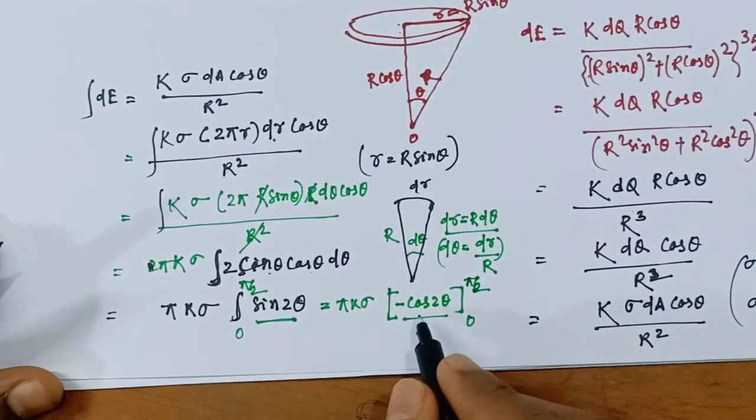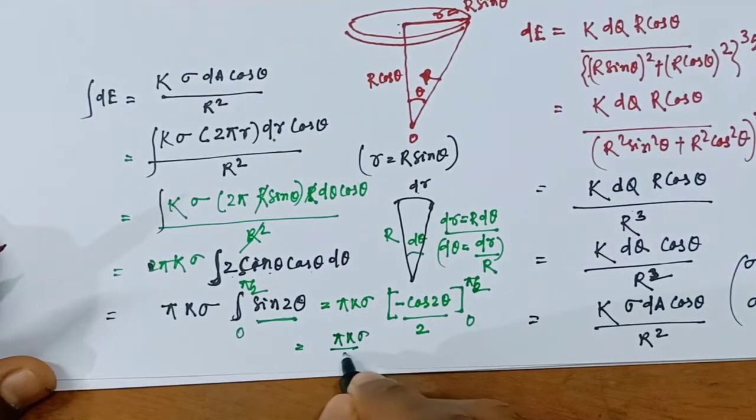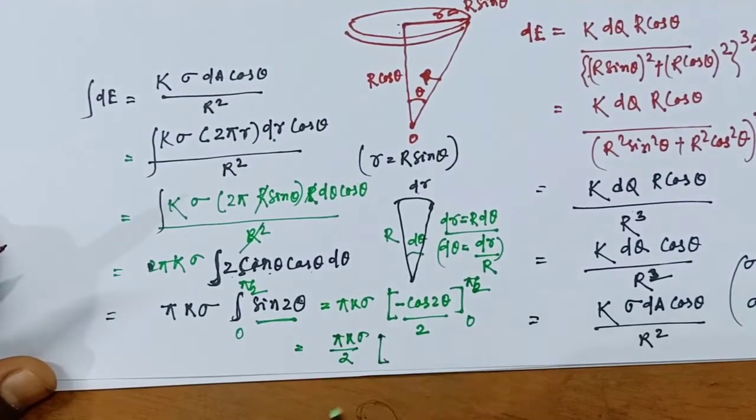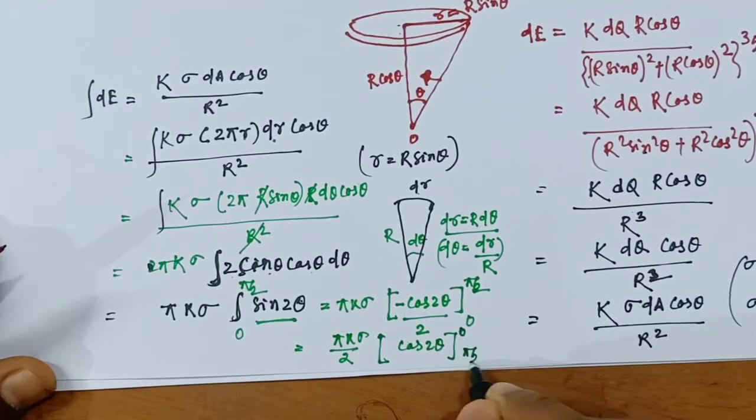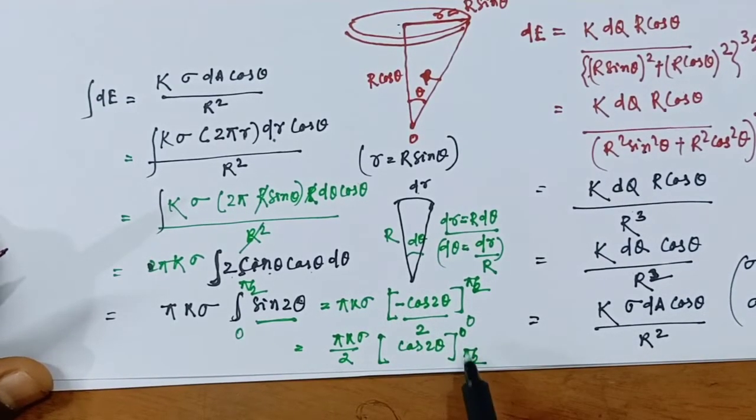If I interchange the limits, what expression is coming? Pi k sigma upon 2, and I interchange this limit. This is cos 2 theta, now from 0 to pi by 2. If I remove this negative sign, I must interchange the limits.